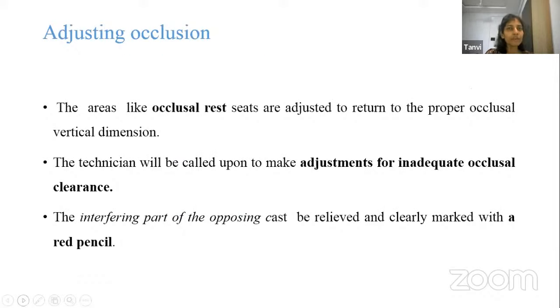Now, the framework is ready to be used on the articulated cast so that we can check the proper occlusion, that the occlusal rests do not create any hindrance when the patient closes on it. If any fine adjustments are required either in the framework or on the teeth on the opposing cast, they are to be clearly marked, and the same is to be conveyed to the laboratory, and by the laboratory technician to the clinician.